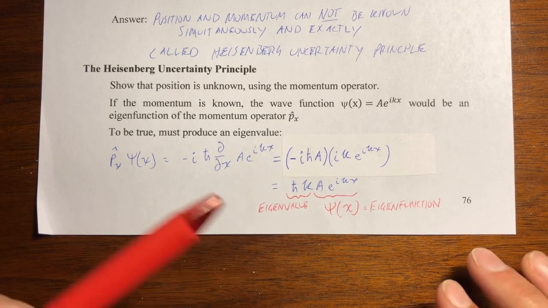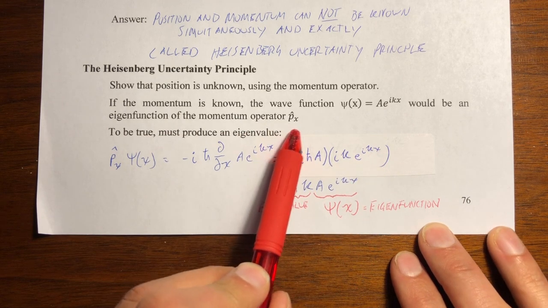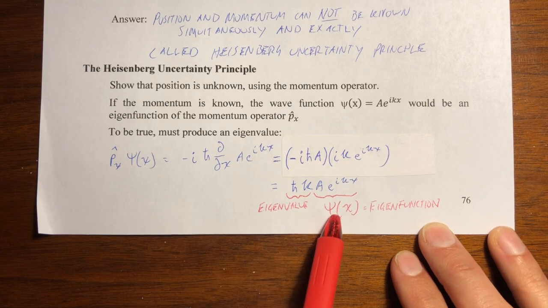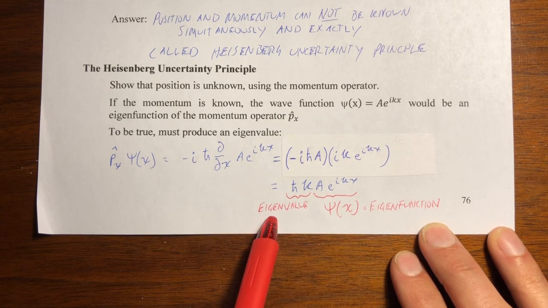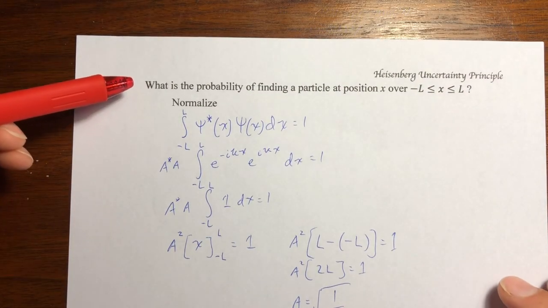So all this means is that, yes, momentum is known. When the momentum operator p acts upon wave function a times e raised to the ikx, we get that wave function back, it's an eigenfunction, and it produces an eigenvalue. That tells us that momentum is known. So we have a wave function for which the momentum is known.